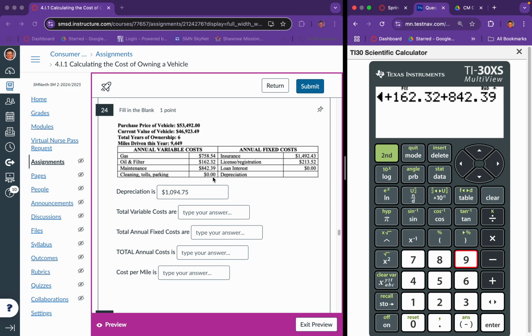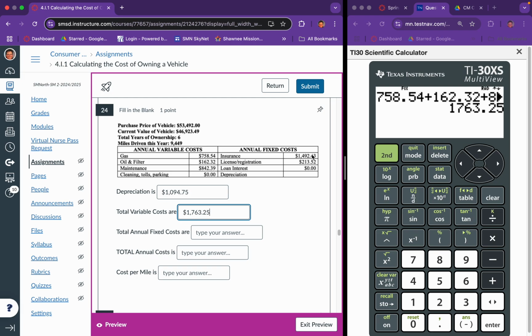Look, you spent no money whatsoever on tolls or on parking or on cleaning your car. So this year, out of pocket, out of your account, you paid $1,763.25 on your car. You also had fixed things like insurance. Your insurance is $1,492 a year. Your license and registration is $213. You don't have any loan because after 6 years you've paid the car off. And you do have depreciation of $1,094.